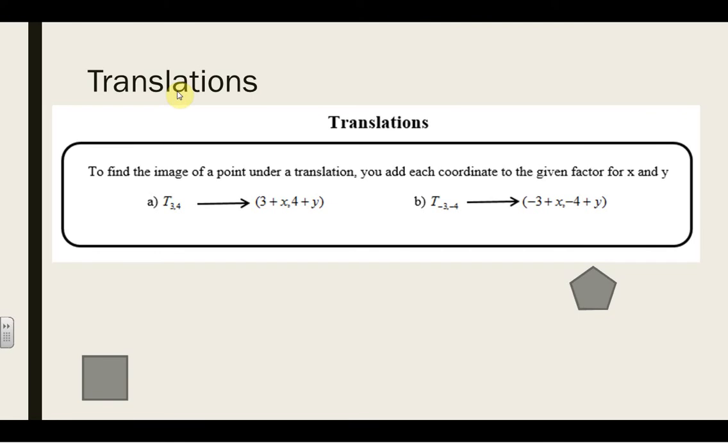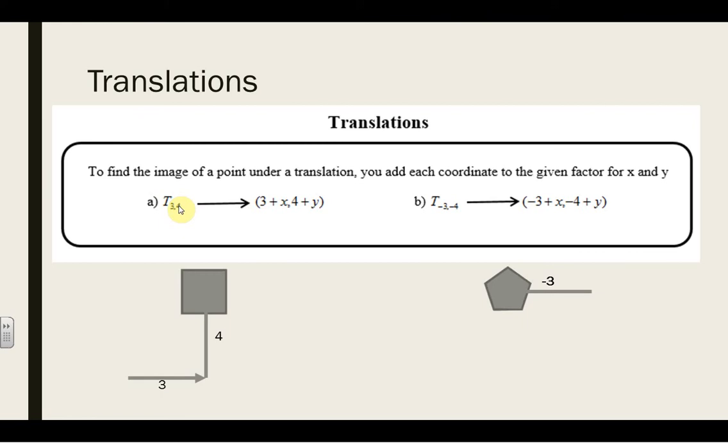So if I were finding the image of a translation, I literally just add or subtract. If I see this capital T that stands for translation, the two little numbers are talking about the horizontal shift and the vertical shift, or the X and the Y values. So this is saying add 3 to your X, so move to the right 3, and add 4 to the Y, so move up 4. That's essentially what you are doing in your coordinates.